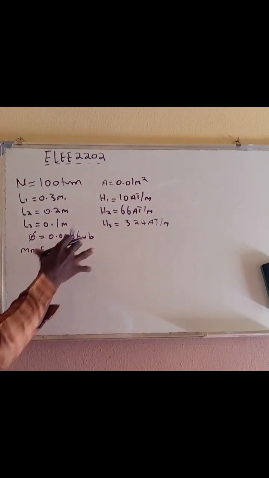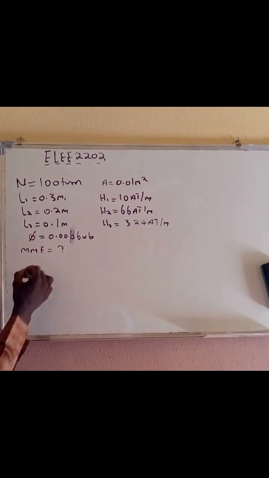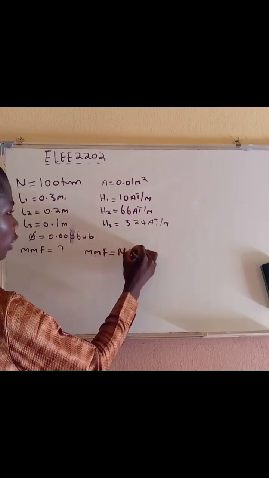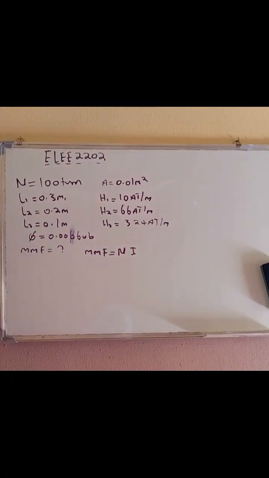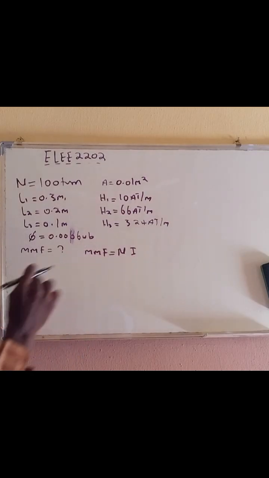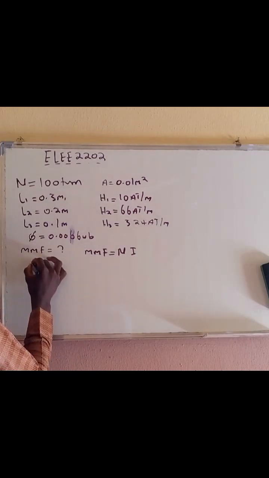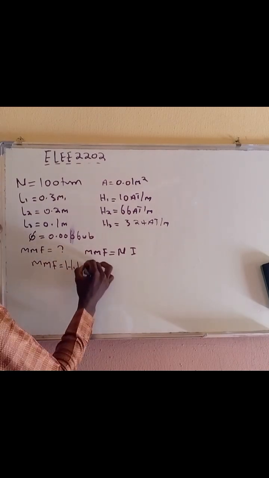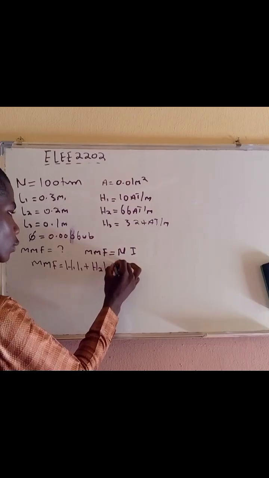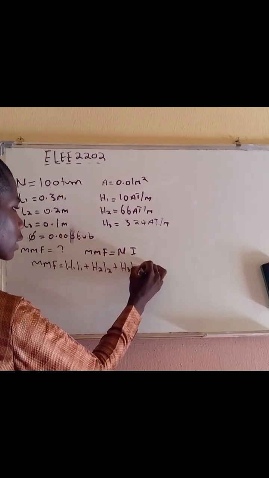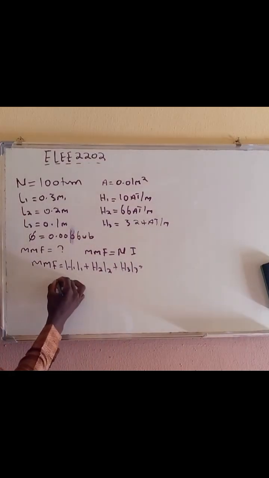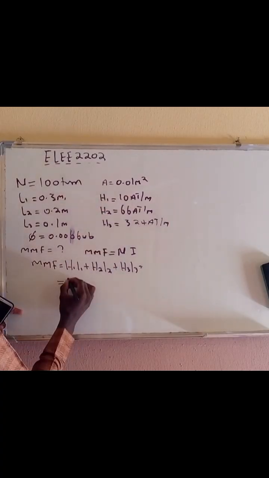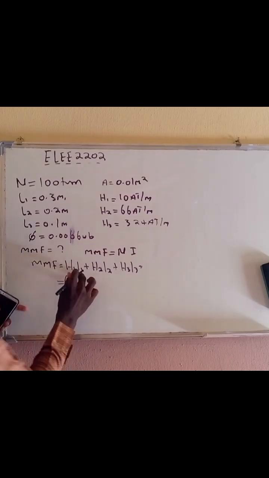So what we are to find is the magnetomotive force. So how can we find the total magnetomotive force? We all know that the magnetomotive force, the MMF, is equal to the number of turns multiplied by the current. But the question says we are to find the total magnetomotive force. We can say the total magnetomotive force, MMF, is equal to H1L1 plus H2L2 plus H3L3.